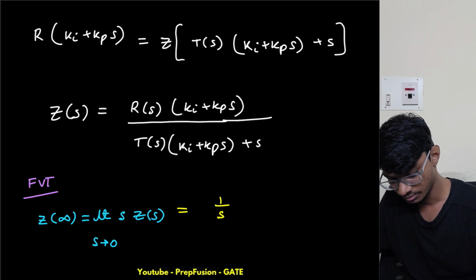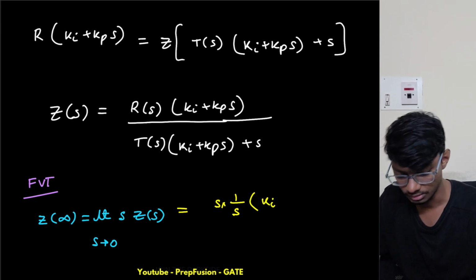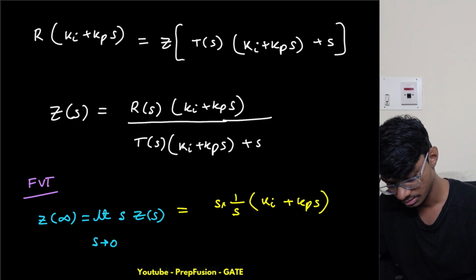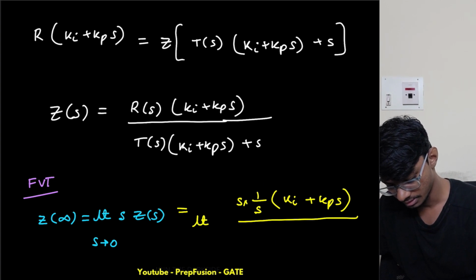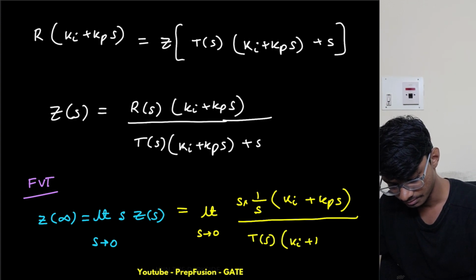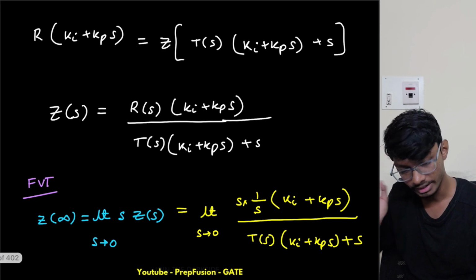This is 1 over s, since R of s is 1 over s only, and this is s times ki, ki plus kp over kps, divided by the limit as s tends to 0 of T of s times this thing, ki plus kp of s, plus s itself. So this is s. So now I can put s equals to 0.